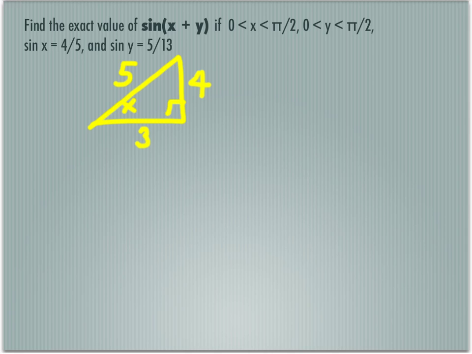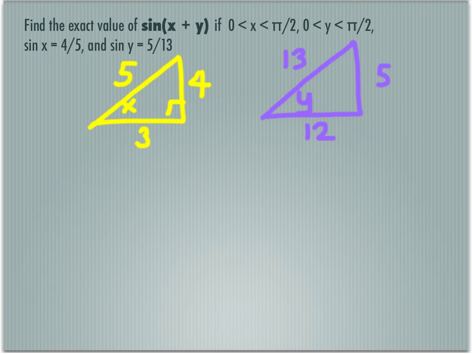And then, let's see, I'll try this color here. Then I'm going to have another angle which we'll call y. And notice it says the sine of y is 5/13. Sine, of course, is opposite over hypotenuse. I can do a little Pythagorean theorem or just remember that this other side here is going to be 12.